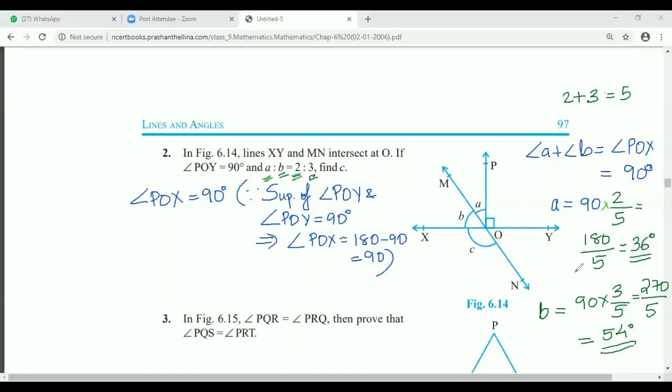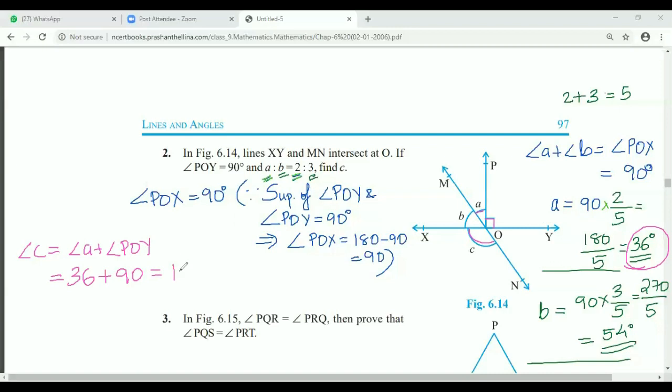Using either A or B, you can find the value of C. Using the value of A, let me write it here. Angle C: the first method is considering the vertical opposite angles. The measurement of angle A and angle POY together give angle C. So angle A plus angle POY is equal to angle C. Angle A is 36, and angle POY is 90 degrees. So 90 plus 36, you will get 126 degrees.